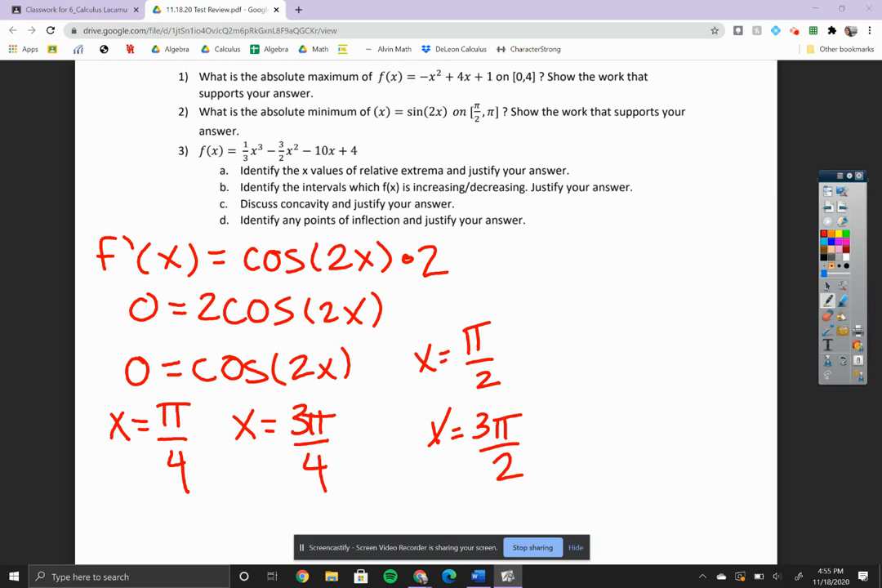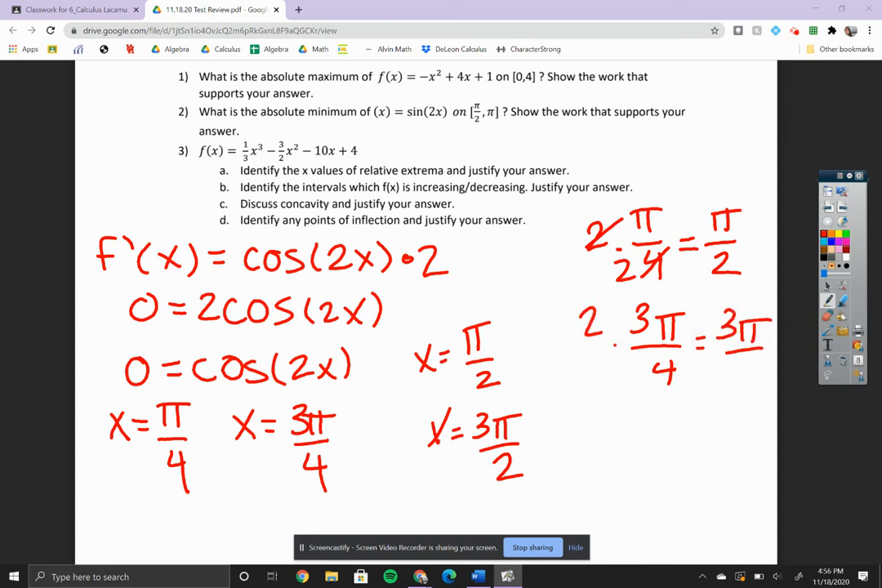And just to test that out over here, so if we had pi over 4 times 2, the 2's would cancel out, so it'd become pi over 2, which is what we want for it to be equal to 0. Same thing with 3 pi over 4. When you multiply that by 2, it becomes 3 pi over 2. So these are not our critical numbers. It's actually x equals pi over 4 and x equals 3 pi over 4 because there's a 2 on the inside of our parentheses. So let me erase these real quick.